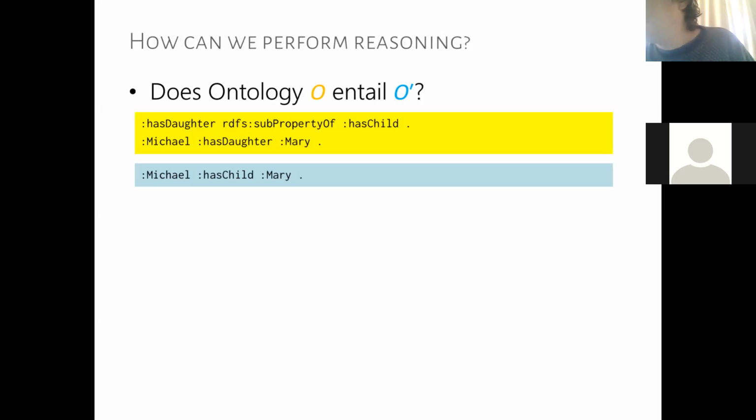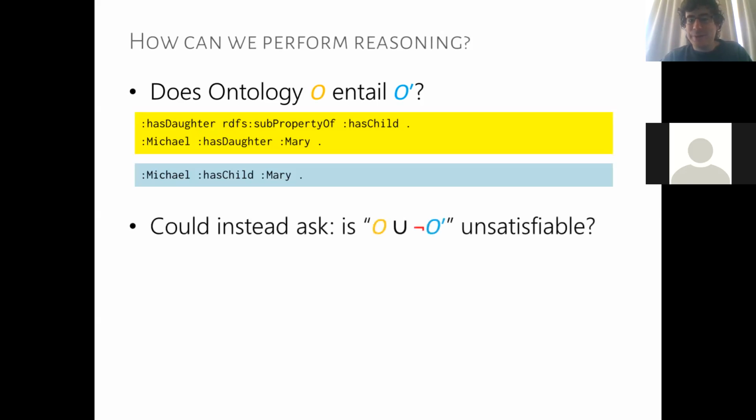So does the ontology entail O prime? How could we implement this, right? This is not quite straightforward to implement. An easier thing to implement is to check unsatisfiability.